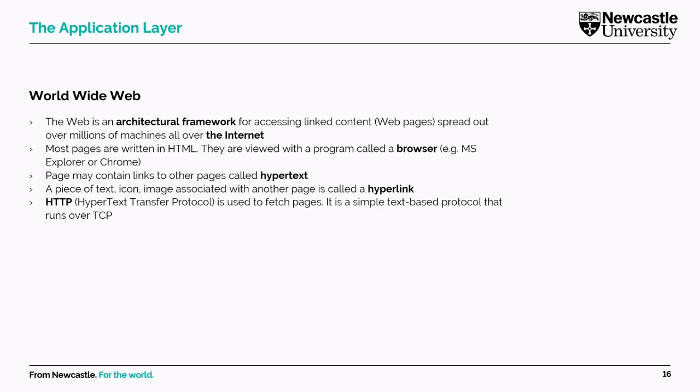Again, a page will contain links to other pages, and this is called hypertext. And each individual piece of text or imagery or video can contain links. If it contains a link, that's called a hyperlink.